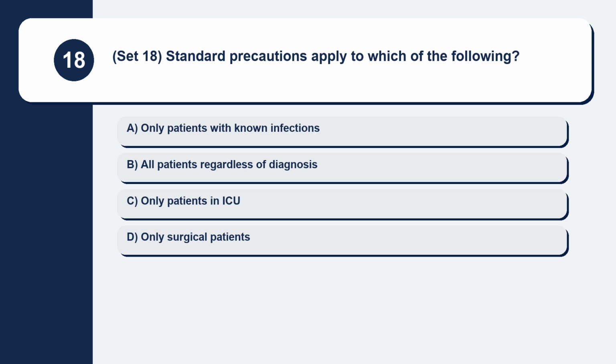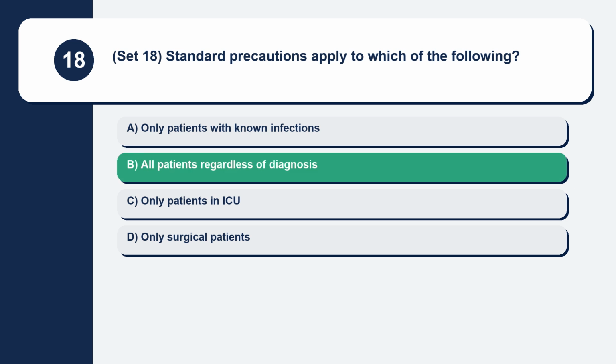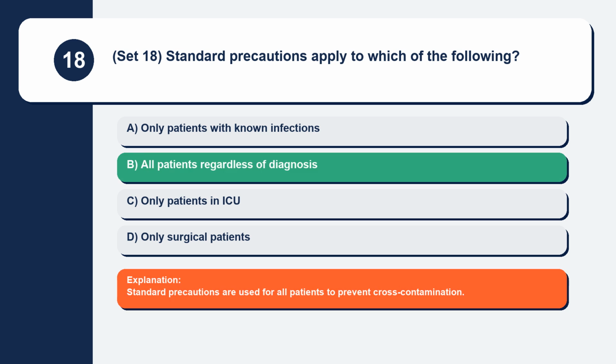Question 18, Set 18. Standard precautions apply to which of the following? Only patients with known infections. All patients regardless of diagnosis. Only patients in ICU. Only surgical patients. Standard precautions are used for all patients to prevent cross-contamination.